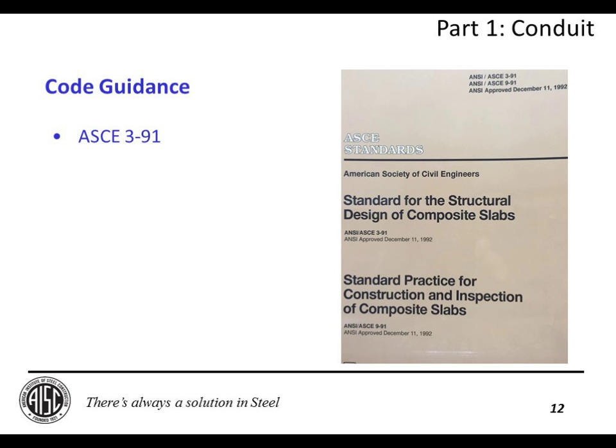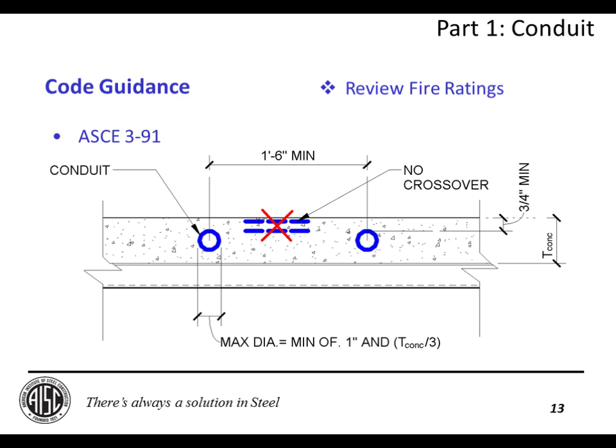Back in 1991, ASCE 3 released the standard for structural design of composite slabs. This standard is retired, so it's no longer a legal standard. However, it was a pretty good resource, and it did have some recommendations on conduit spacing. So what I've done is I've taken those recommendations and placed them in graphical format, and it looks something like this. So here you're allowed to have a minimum spacing between conduits of 1 foot 6 inches. You can have a maximum diameter of conduit of 1 inch or the thickness of the concrete cover over 3, and you can't have any conduits cross over each other.